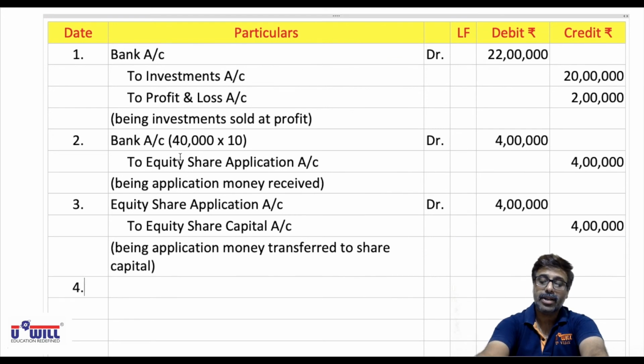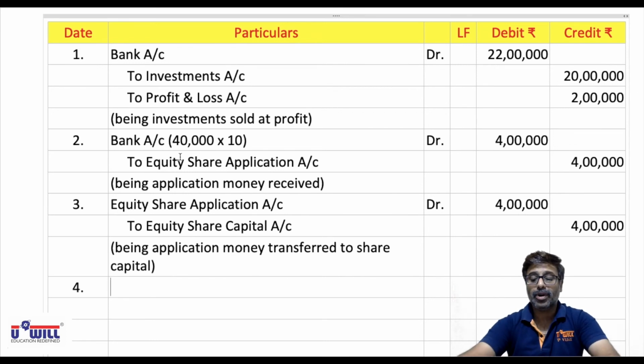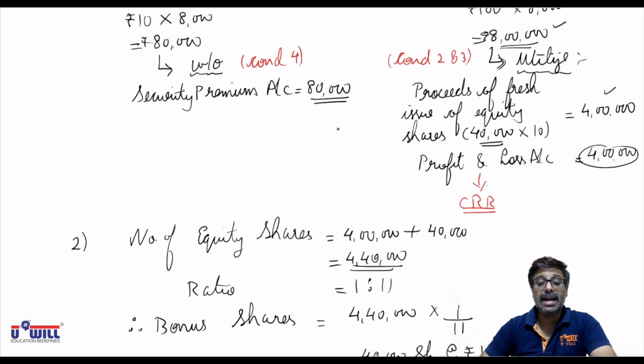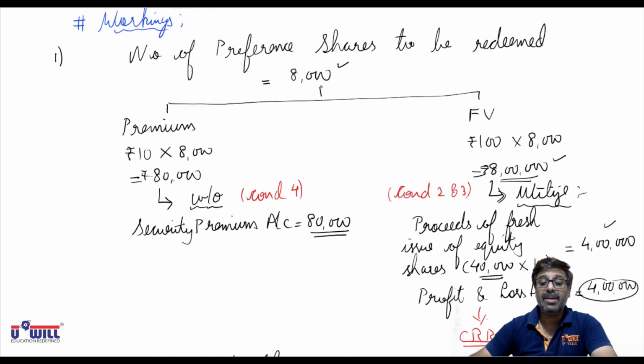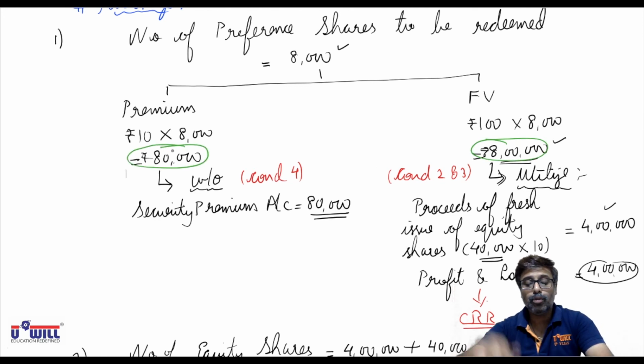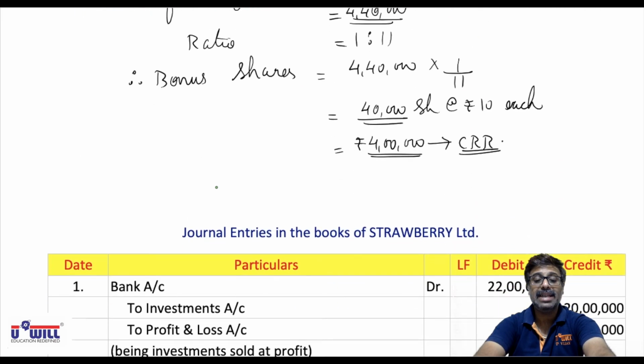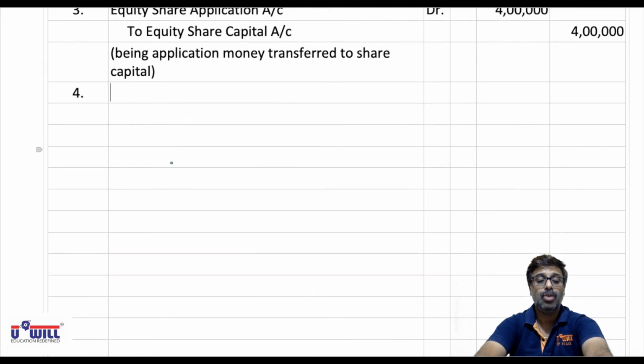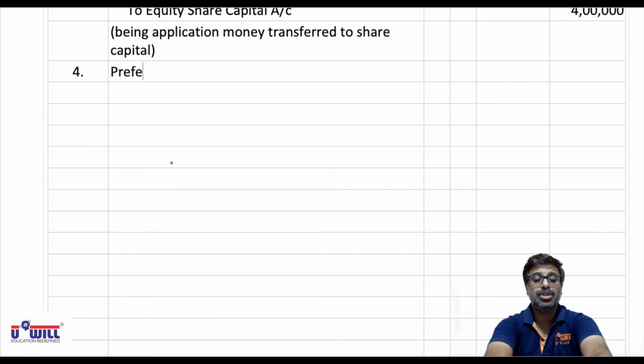Then fourth entry. So 2 entries are done, one for sale of assets and one for issue of shares. Now third entry is for redemption of preference shares. We directly get it from the workings. Preference share capital account debit with 8 lakhs. Premium on redemption account debit with 80,000. To preference shareholders account, what we have to pay is 8,80,000. So all of you write down. Preference share capital account we reverse and debit to close it. It is a credit balance with 8 lakhs.